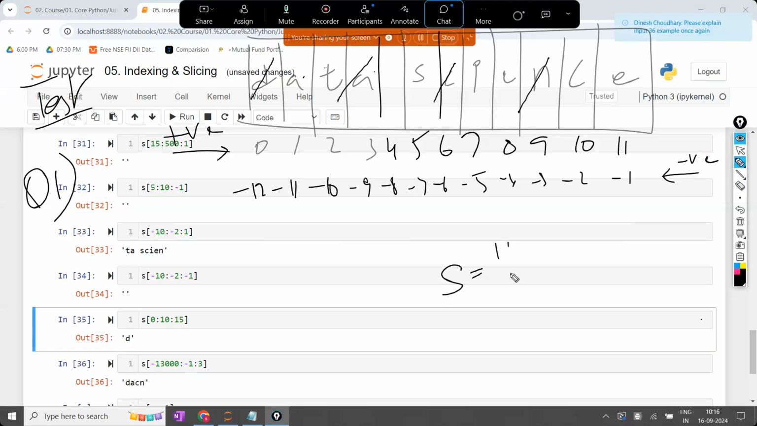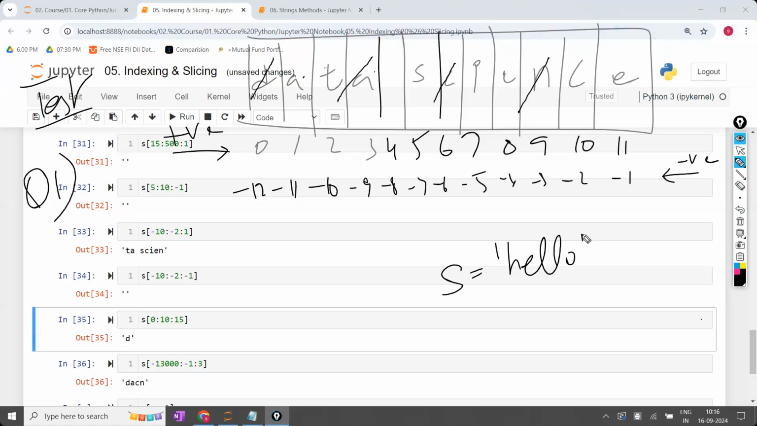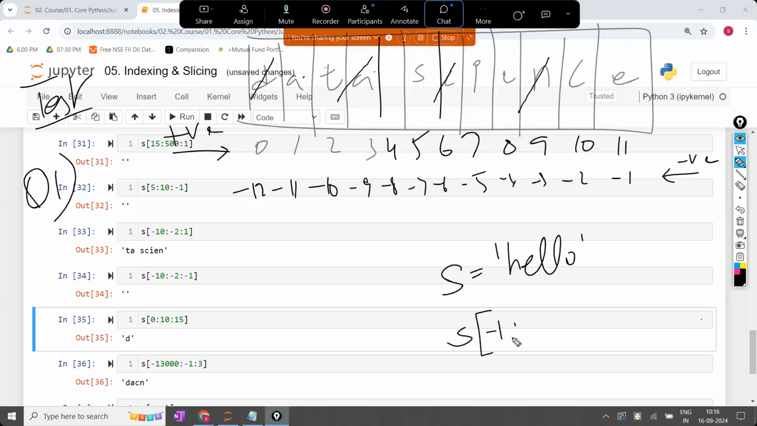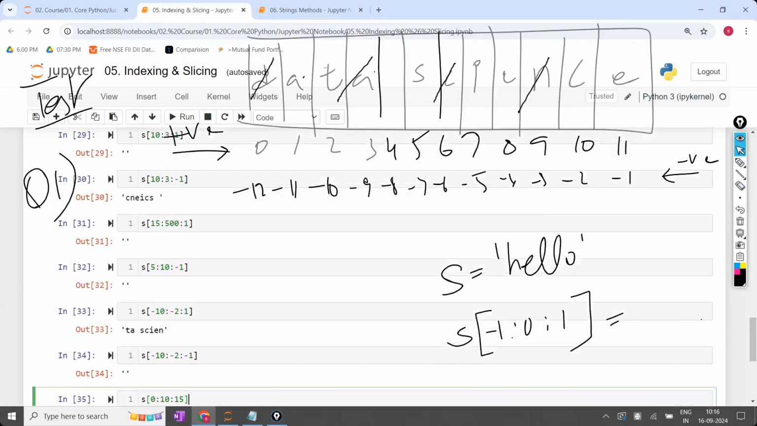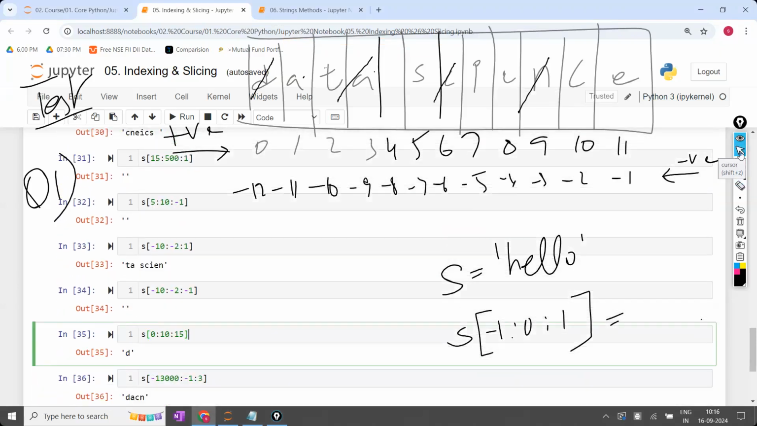First, let me write S is equal to hello. Okay, this is the question: S of -1 colon 0 colon 1. Okay, let's see the output. Let's see what the answer is. We'll see first. So now for this output, S is equal to hello.